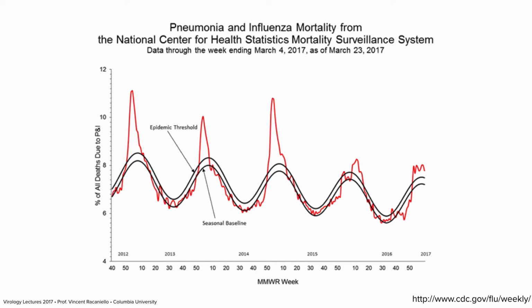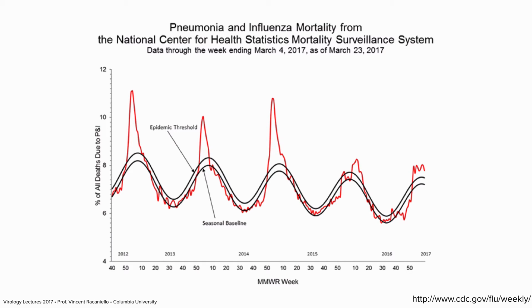This is the maximum and the minimum in the 2 black lines. And then each year, what's actually observed may or may not exceed the baseline. So you can see in 2012, 13, and 14, there was major exceeding over the baseline of pneumonia and flu mortality. Not so bad in 2015-16. This year, not so bad either, just exceeding the threshold.